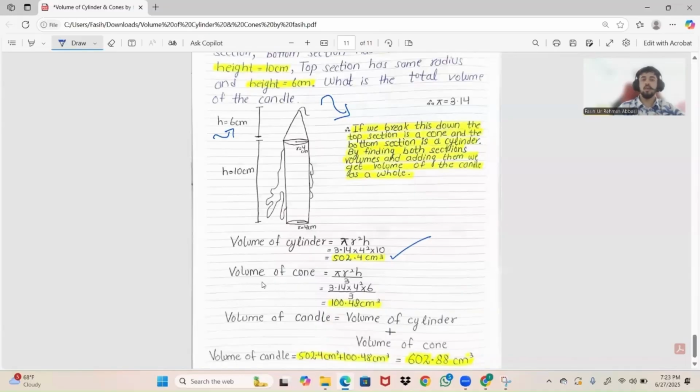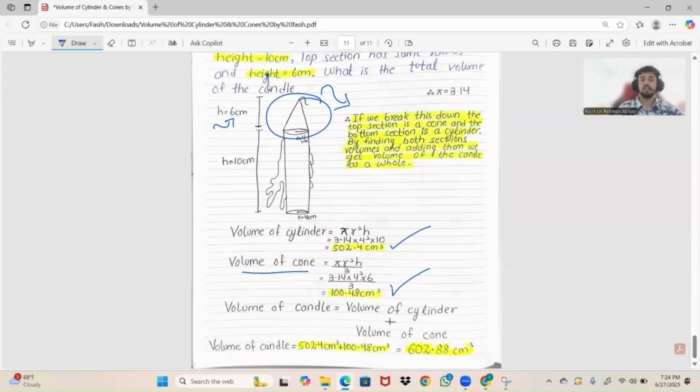Same way, volume of cone, 1/3 of pi r squared h. And it's the top section we are talking about now. Pi is 3.14. Radius is 4. Height is 6 by 3. You get this. And to find the volume of the whole candle, just add these both together. Volume of candle is volume of cylinder plus volume of cone, you get 602.88 centimeter cube.